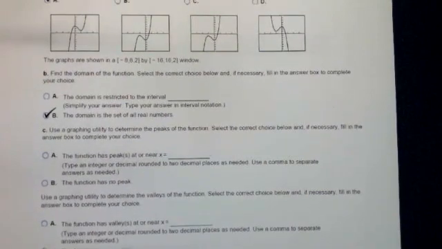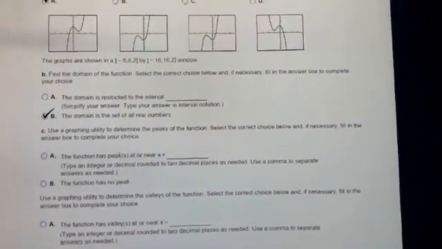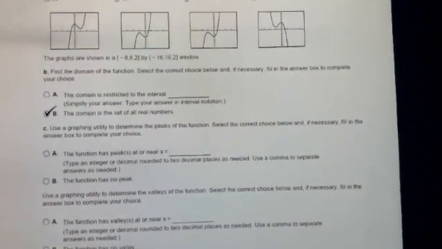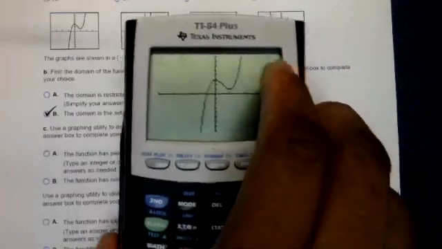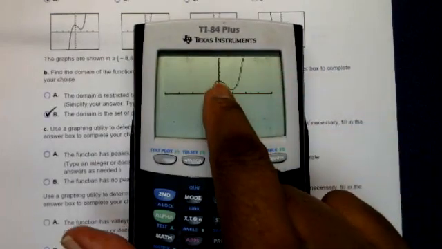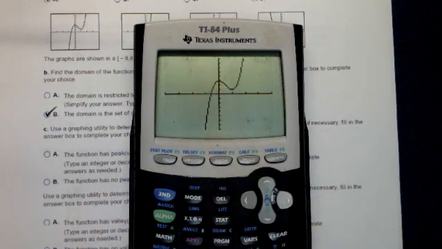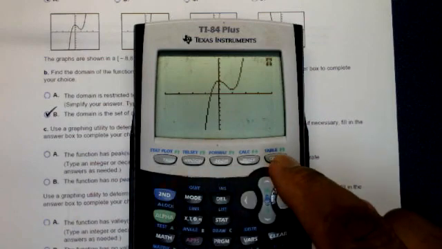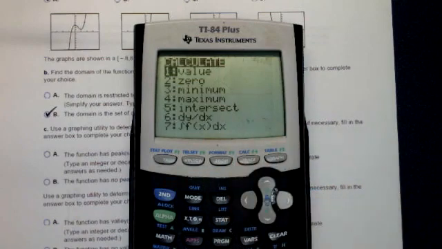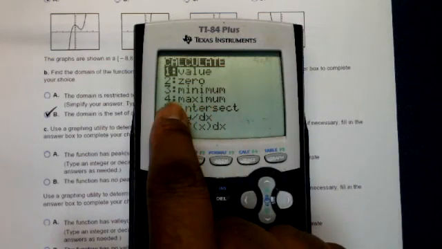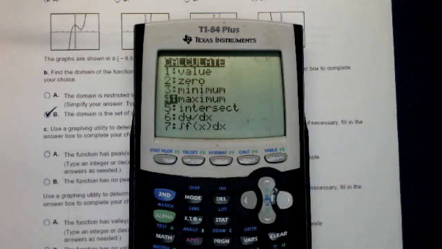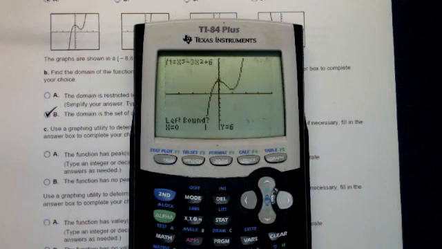And then part C is to use the graphing utility to determine the peaks of the function. Okay. So going back to this, we're going to find out where the peak is. It's about right here. And we want that value to 2 decimal places. So what we're going to do is press second and trace for the calculate menu. If we're finding a peak, we're finding a maximum. So we select menu item number 4 for maximum. I'm using the down arrow key to highlight that item for maximum and then press enter.